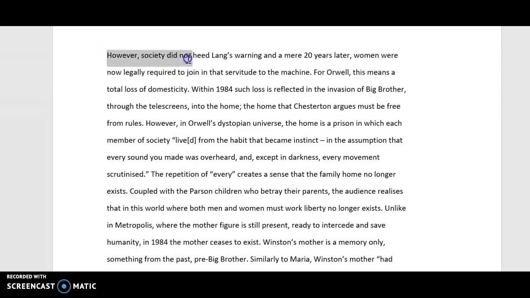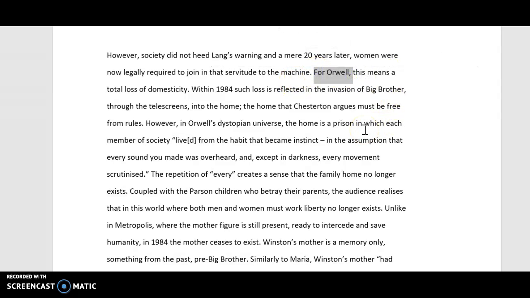In this particular essay, I was talking about Fritz Lang's silent film Metropolis and George Orwell's 1984. So you'll see here I carry on from my last paragraph, my discussion of Lang. "However, society did not heed Lang's warning, and a mere 20 years later, women were now legally required to join in that servitude to the machine." For Orwell, so you'll see here that I've started off using my previous text in my topic sentence, and now I'm bringing in the text I'm going to talk about in this paragraph.